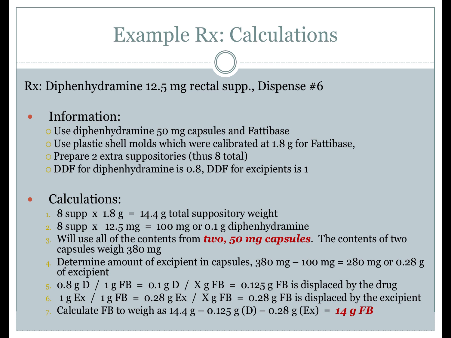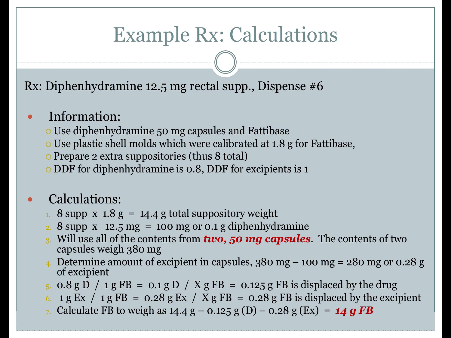the amount of diphenhydramine, which is 100 milligrams, to find that there will be 280 milligrams, or 0.28 grams of excipient in our formulation. Next, begin the process of determining how much fatty base will be displaced by both the diphenhydramine and the excipients. Start with diphenhydramine.